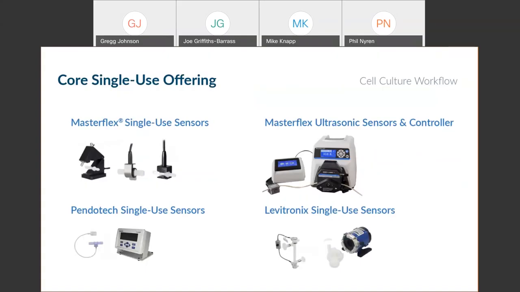Mike? Yep. Thanks, Greg. I'm going to take just a moment to touch on some tools that are used to monitor and control these workflows to maximize process quality and productivity.